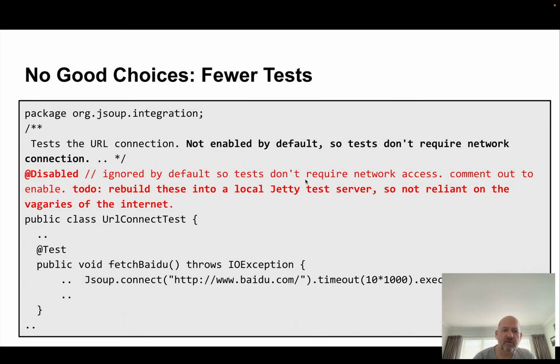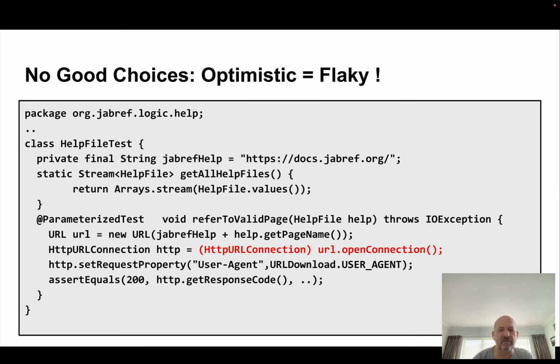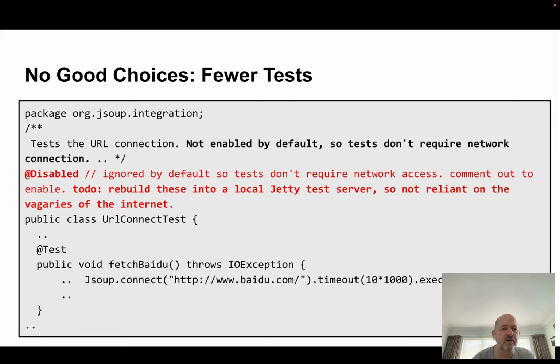In other projects, people are well aware of this. So the first project we saw was Chapref. It's a bibliography manager. Some of you might use this for research work. The second project is JSoup. That is an HTML parser library, quite common, quite widely used. And so they have a test like this as well with a network connection. And here they say, ignore by default, so the tests don't require network access, comment out to enable. To do, rebuild this into local Jetty server tests, so not reliant on the vagaries of the internet.